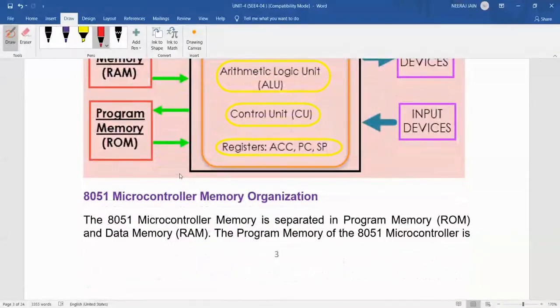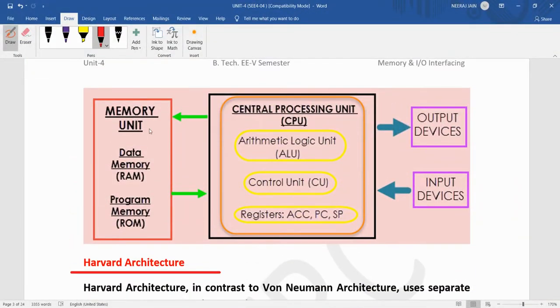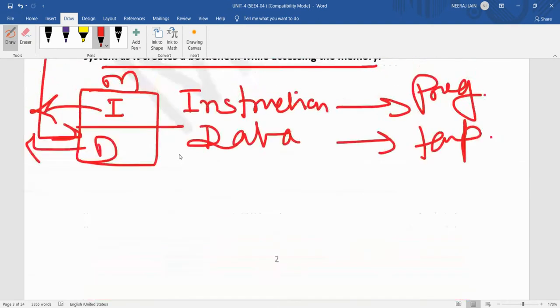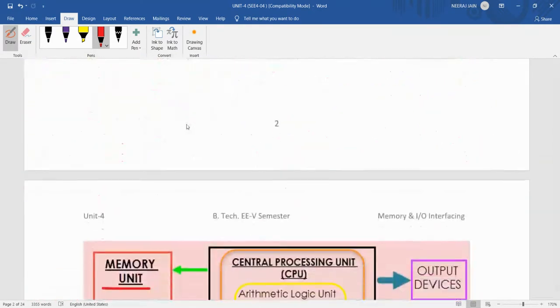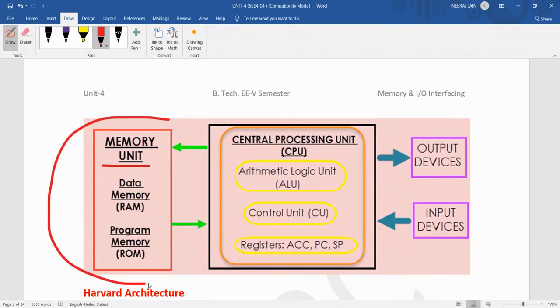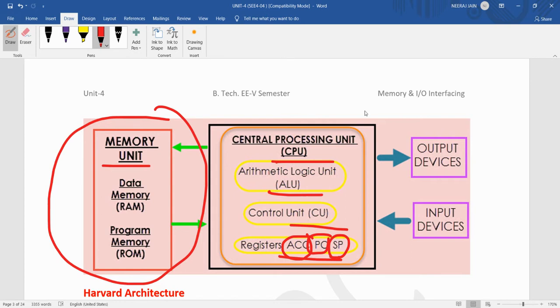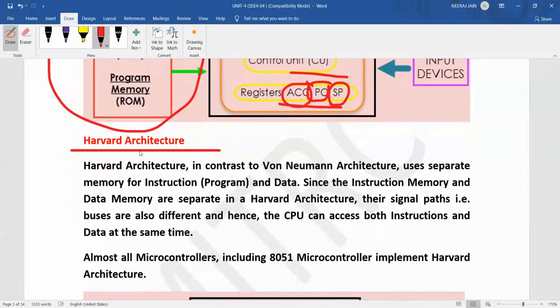Harvard architecture is most preferred. As we have seen in the von Neumann architecture, all the memory is in a single module, and the central processing unit contains the ALU, control unit, and registers, that is the accumulator, program counter, and stack pointer register, and the output devices are also shown. So that is rejected, discarded and lesser used. The new development in the structure is the Harvard architecture.